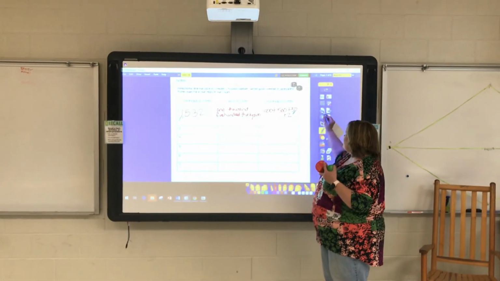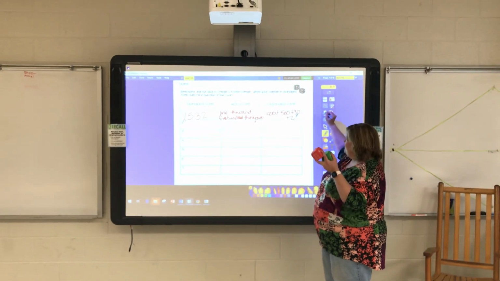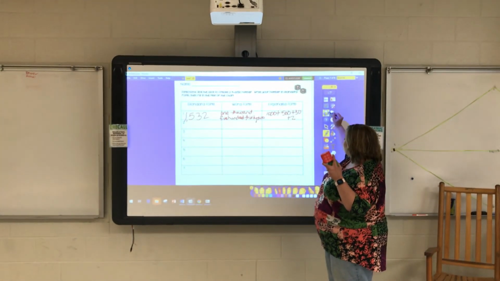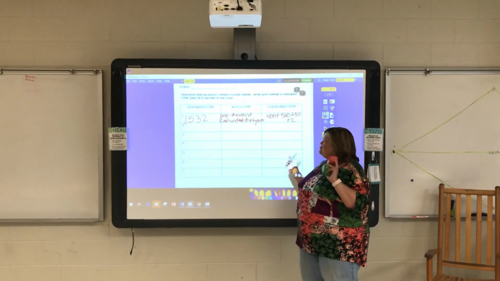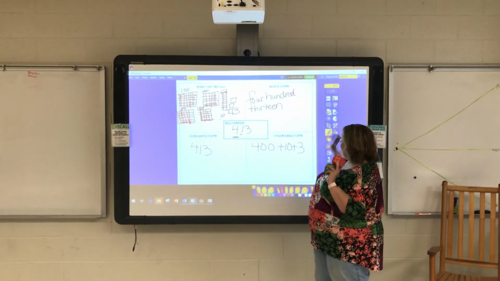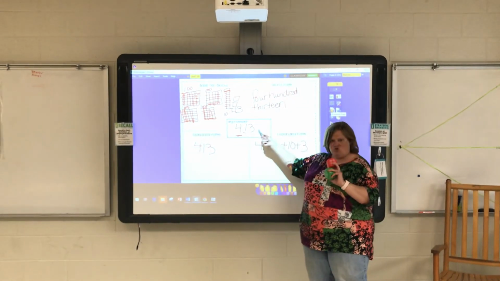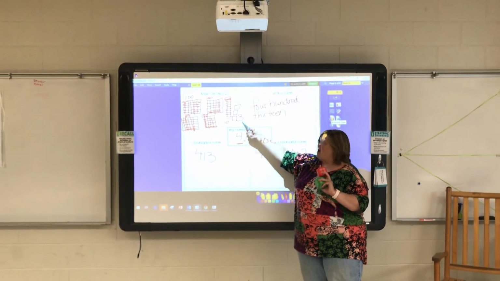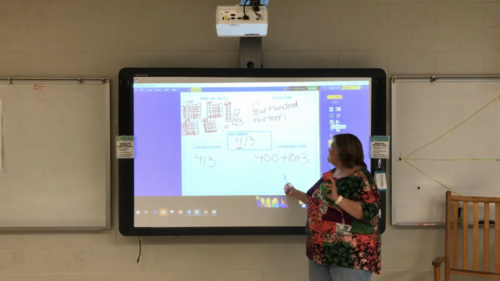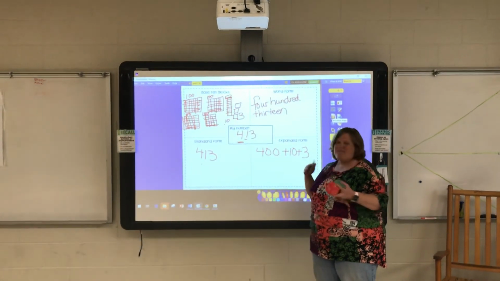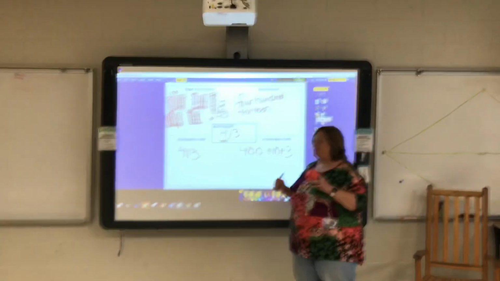So you can play this game. Well, we also want you to use this form. Choose your own number, draw base 10 blocks, standard form, expanded form, word form. Maybe do it 2 or 3 times and just try it out.